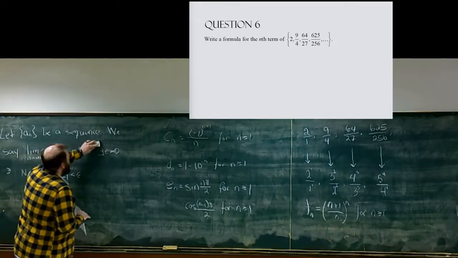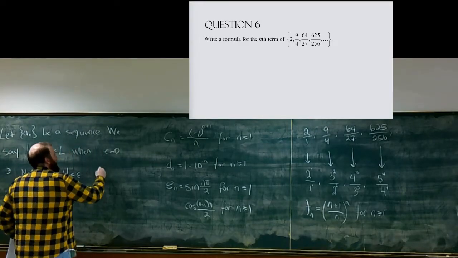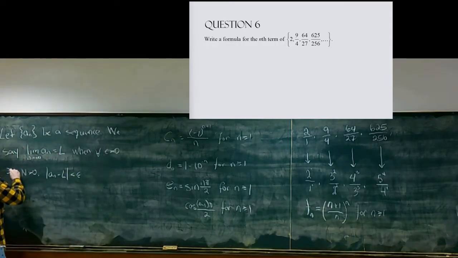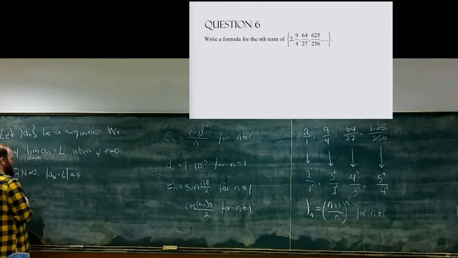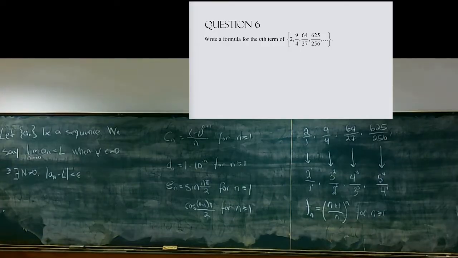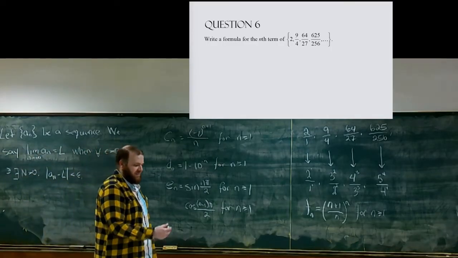Definitely not that. Those two mixed up. For all epsilon, there exists an N. Yes, that's better. And that should be capital N. This is the definition of the limit of a sequence. This is called the epsilon-N definition.